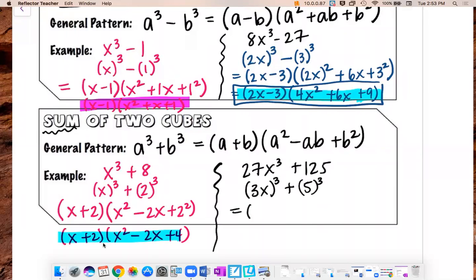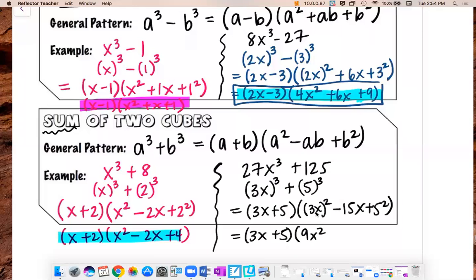All right, then we just follow the pattern. 3x plus 5, times 3x squared minus a times b. So 3x times 5 becomes 15x, plus 5 squared. Okay, so 3x plus 5, and then this 3x squared becomes 9x squared, minus 15x, plus 25. And then that is going to be your final fully factored answer.